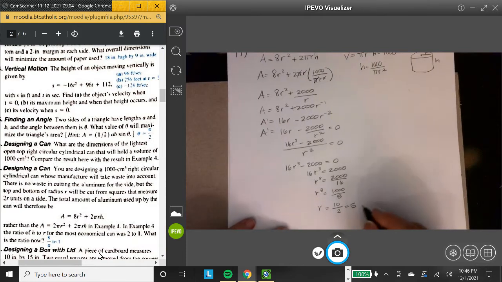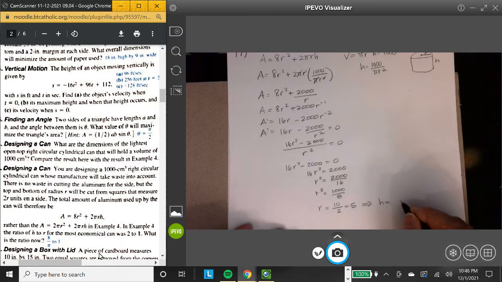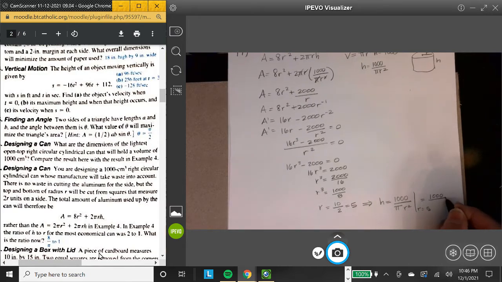Okay, so R is 5. So what's H? It means H is 1,000 over pi and R squared, such that R equals 5. Sorry about that. I had a brain fart for a moment. Okay, so it's 1,000 over 25 pi.